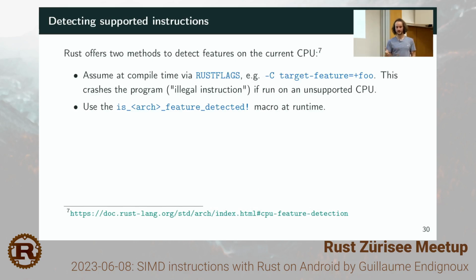And Rust offers two methods to detect these features on the current CPU. It's documented in this CPU feature detection page. The first one, called static detection, is actually to not detect anything. You just assume it at compile time with this target feature flag. And well, this will crash your program if run on an unsupported CPU. Otherwise, you can use this macro provided by the Rust language, is_arch_feature_detected. You call this macro at runtime and then validate that you have the correct features.